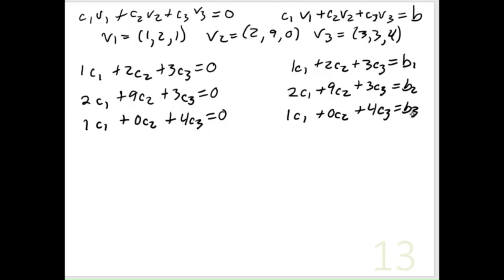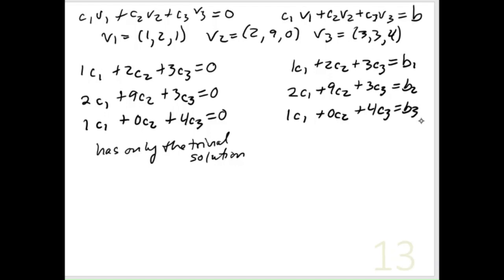So now we need to go ahead and solve these systems. To show that these vectors are in fact linearly independent, we need to show that this system over here has only the trivial solution, and then over here, that this system is consistent for all values of b1, b2, and b3.